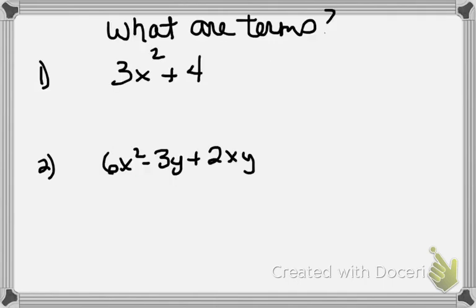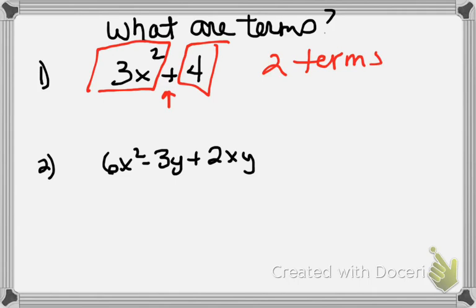All right, what is a term? A term is a monomial. It really is just a monomial. And terms are separated by pluses or minuses. So if you notice here, I have a plus. That means this is a term and this is a term. So this one has two terms.